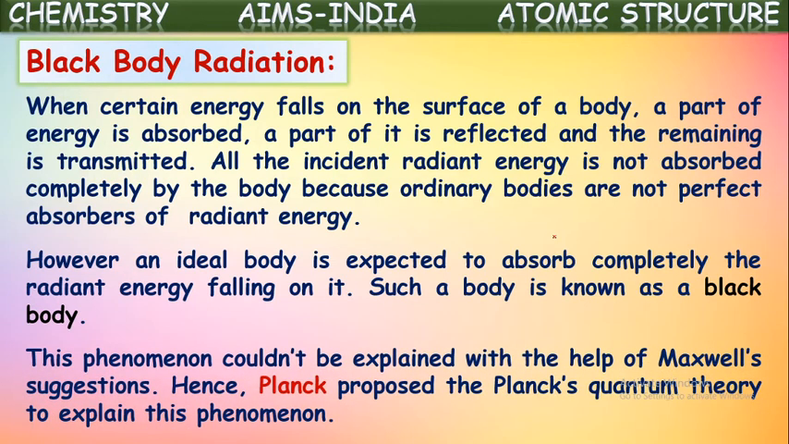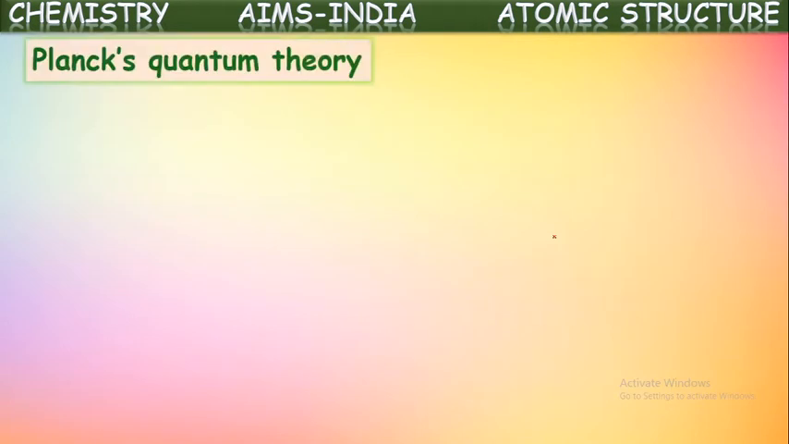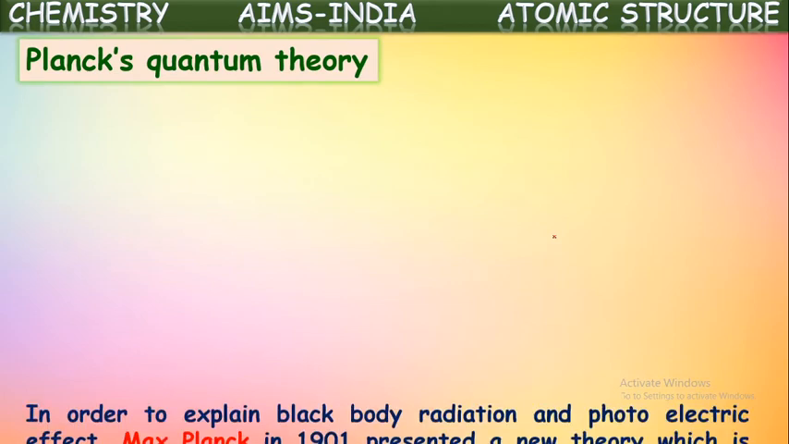This phenomenon could not be explained with the help of Maxwell's suggestions. So black body radiation was not explained in Maxwell's electromagnetic wave theory. Hence, Planck proposed Planck's quantum theory to explain this phenomenon. Yes, to explain these phenomena, Max Planck proposed a theory called Planck's quantum theory. So, he explained this phenomenon in that. Let us talk about Planck's quantum theory.